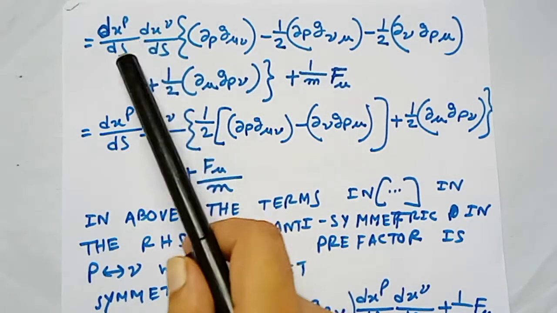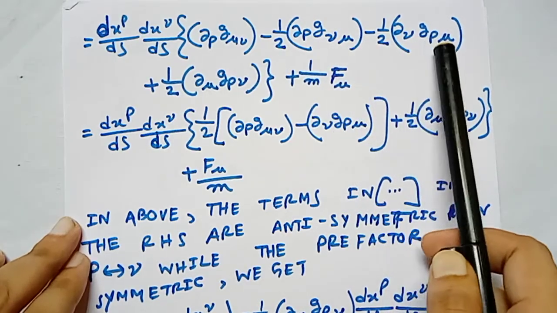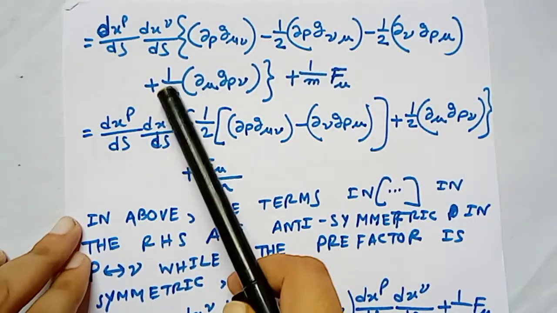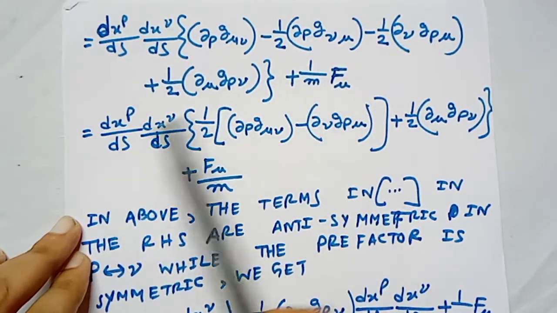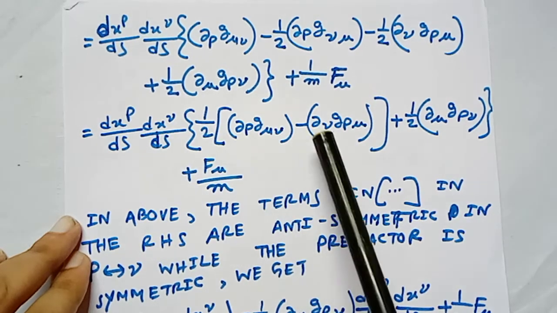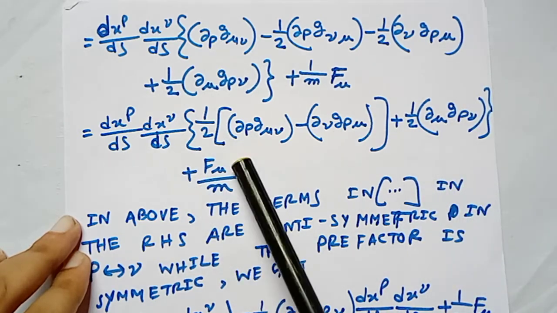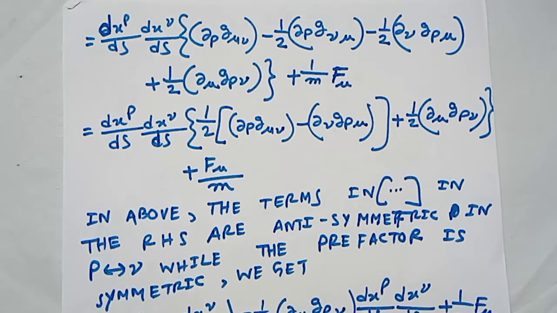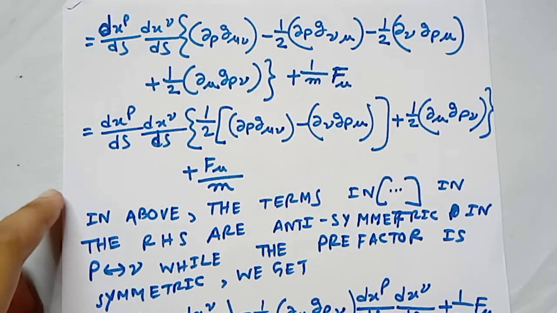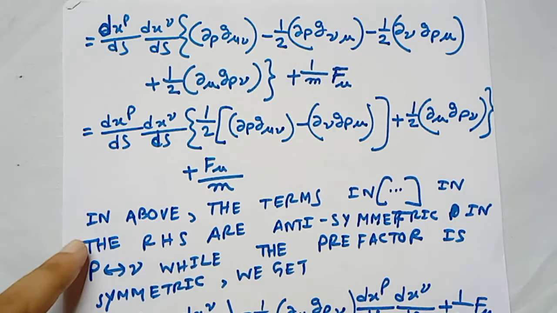Now we have (dx^ρ/ds)(dx^ν/ds) [∂_ρ g_μν − ½ ∂_ρ g_νμ + ½ ∂_μ g_ρν ...] plus (1/m) f_μ, which equals (dx^ρ/ds)(dx^ν/ds) times ½ (∂_ρ g_μν − ∂_μ g_ρν) plus (1/m) f_μ. Now this is the equivalent equation of the geodesic equation for the four-dimensional metric g_μν in the presence of the electromagnetic interaction. In the presence of the electromagnetic field, this is the geodesic equation.